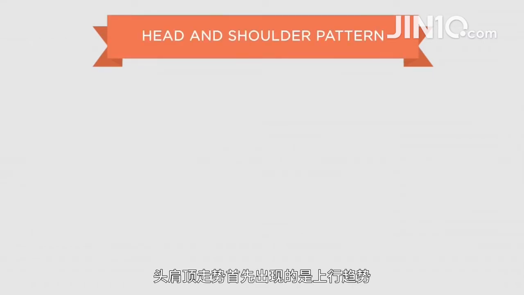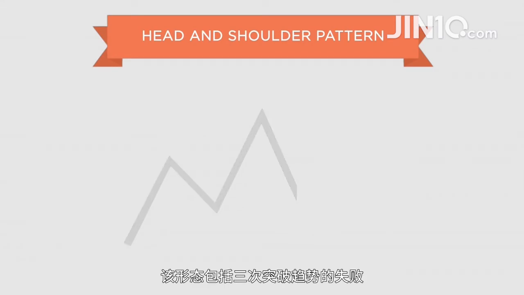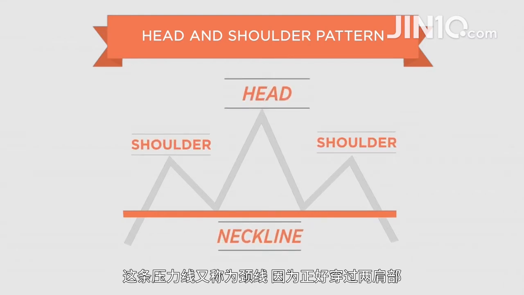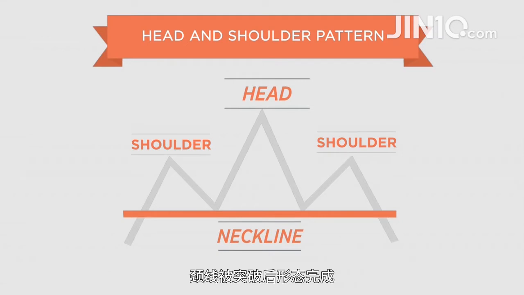Now for a head and shoulders, first we need an uptrend. The pattern is comprised of 3 failed attempts to break out and result in a reversal of the uptrend. Now this is the support area and it's also called the neckline, well, because it's right under the shoulders. Once the neckline breaks down, the pattern is considered complete.